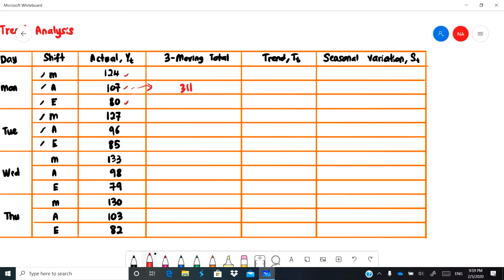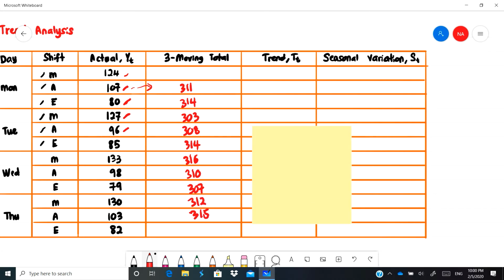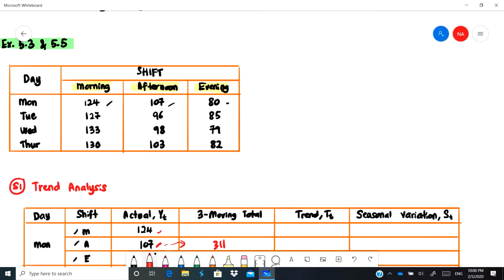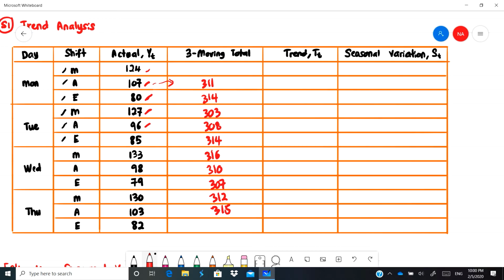For the next row, it will be 107, 80, and 127. You add them up and get 314. The next step, 80 plus 127 plus 96, you will get 303. And you proceed, filling up this table with 308, 314, 316, 310, 307, 312, and also 315. Usually for this odd moving average, we have to leave this row blank. Next we are going to find the trend.